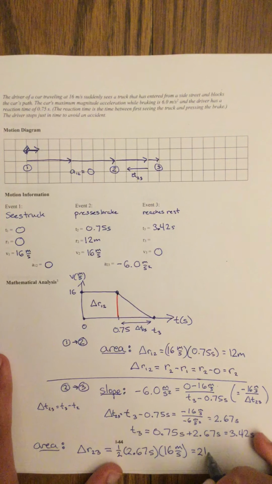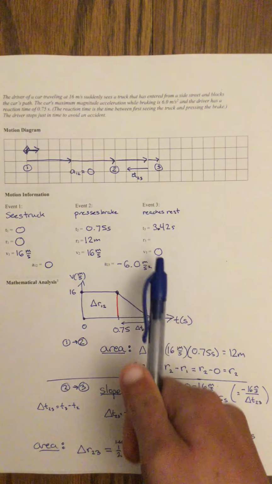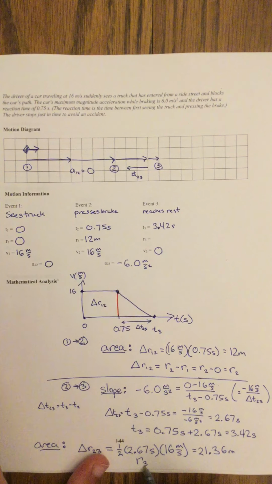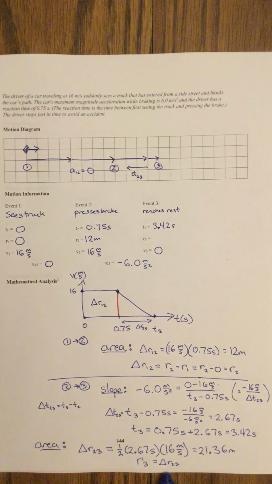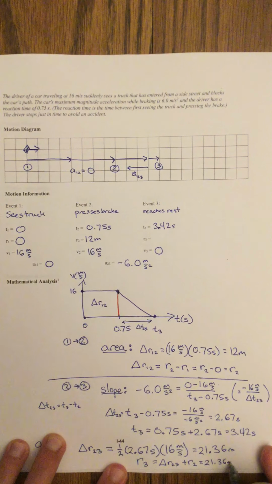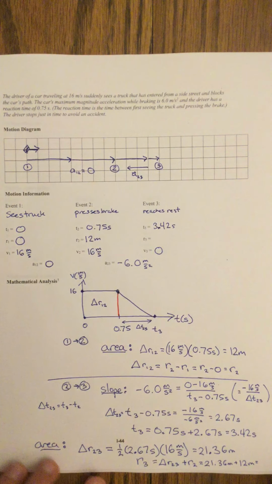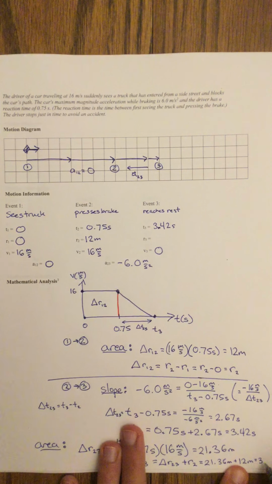Okay, so that gives me 21.36. But this doesn't go in my table because this is delta R 2, 3. And what goes in my table is R3. Delta R 2, 3 is R3 minus R2, so R3 is delta R 2, 3 plus R2. So that's 21.36, which I don't want to round yet because first I want to add the 12 meters to it. And then after doing that, I can round. And that would round to 33.4 meters, or you could just call it 33.